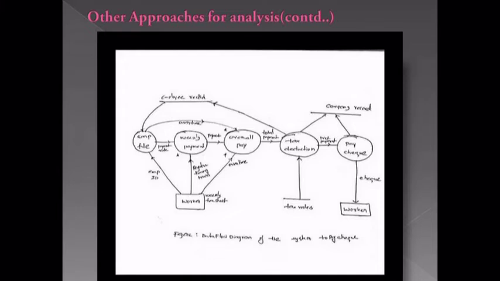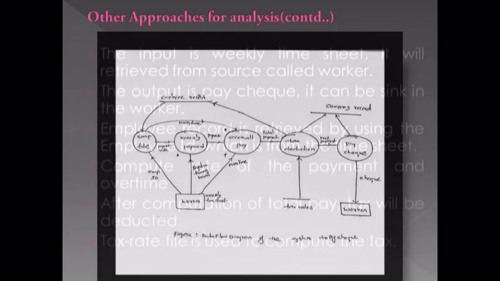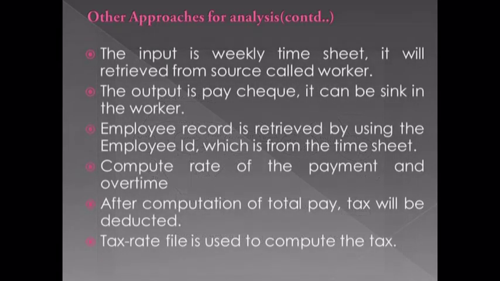From the total payment, tax will be deducted. For the tax deduction, the tax rate file is also used. After tax deduction, the employee gets the net payment. This net payment is issued in the form of a paycheck. This paycheck is inserted into the worker as well as the company records.